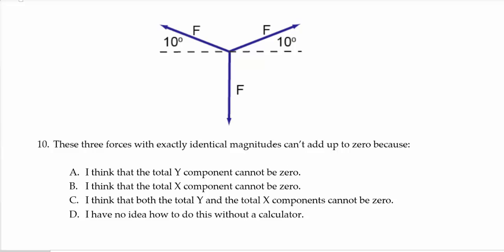Number 10 is a little bit tricky, look up please. It says that these three forces with exactly identical magnitudes cannot add up to zero because if you look at it carefully here, you will see that along the x direction, F cosine theta will be equal to F cosine theta. So the only problem that it cannot add up to zero will be along what? The y direction. Automatically, you see that this, you take it out. This, you take it out. This, you take it out. Without even thinking, the answer is already A. So I think the y components cannot add up to zero and the answer is A.